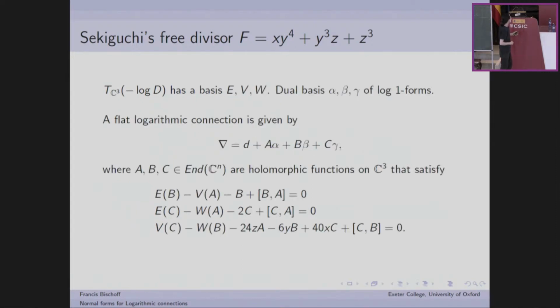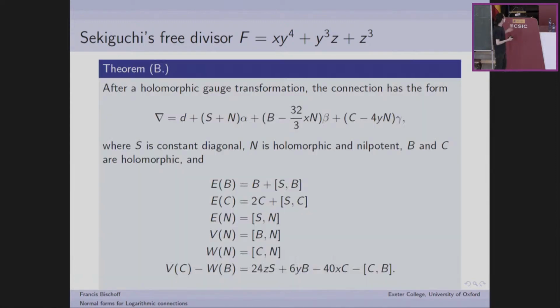And so if we want to study the flat connections, we should choose the dual basis of log 1-forms. Then a flat connection is just given by something like this. So 3 matrices now, A, B, and C. And in order to be flat, they have to satisfy this system of equations. And again, in this case, we get a normal form theorem. It says that the holomorphic gauge transformations have to take the following form. So after a holomorphic gauge transformation, the connection can be put into the following form.